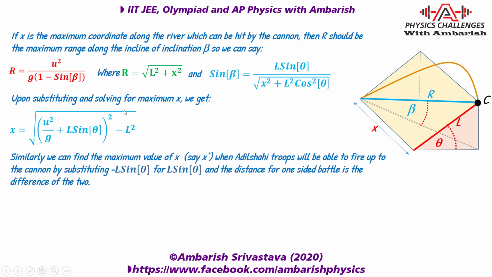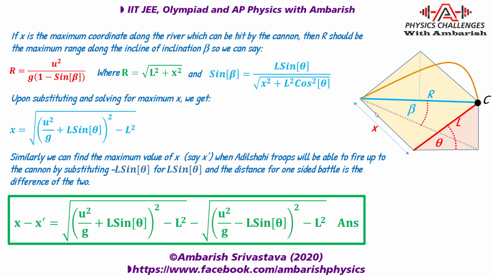So now that distance can also be similarly found. If you look at the formula on the previous slide, here instead of g into 1 minus sine beta, it would be g into 1 plus sine beta, and accordingly by making proper substitutions in exactly the same method, we can find the maximum distance from which Adil Shah's troops can also fire on the cannon. And if you calculate that, you get a symmetric expression. Let's say x prime is the distance from which Adil Shah's troops can also fire, then we can get the total distance for the one-sided battle as x minus x prime.